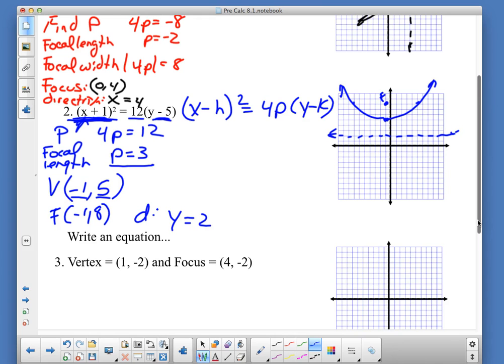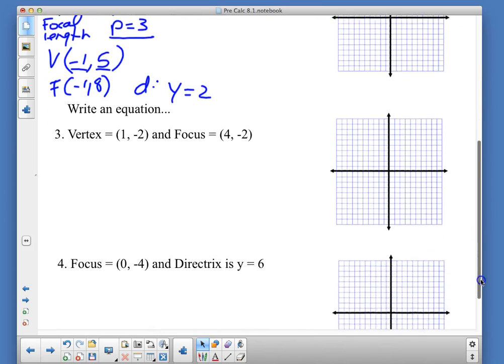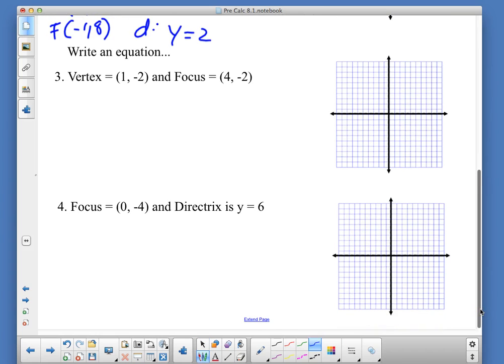Okay, when I've just got points, vertex (1, -2) and focus (4, -2). I already know I'm opening to the right. I don't know anything else, but I do know that right off the bat. Are you okay with that?